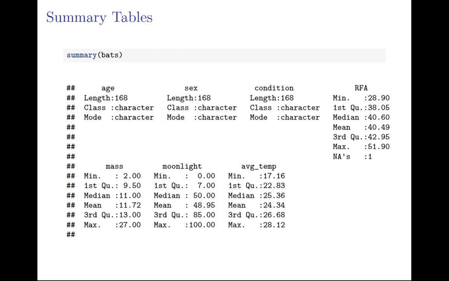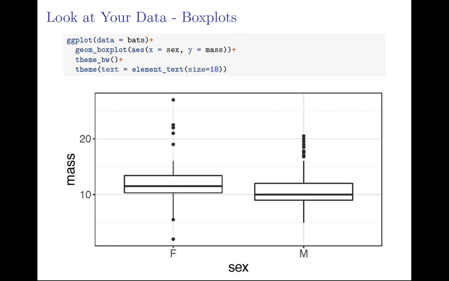So one thing you can do is create summary tables of your data. So here, if you just write summary of BATS, you get a summary of all the ranges of your data, all your variables. And so a helpful thing to do is plot box plots to sort of look at how your data fall out. So here's an example of how to use ggplot.